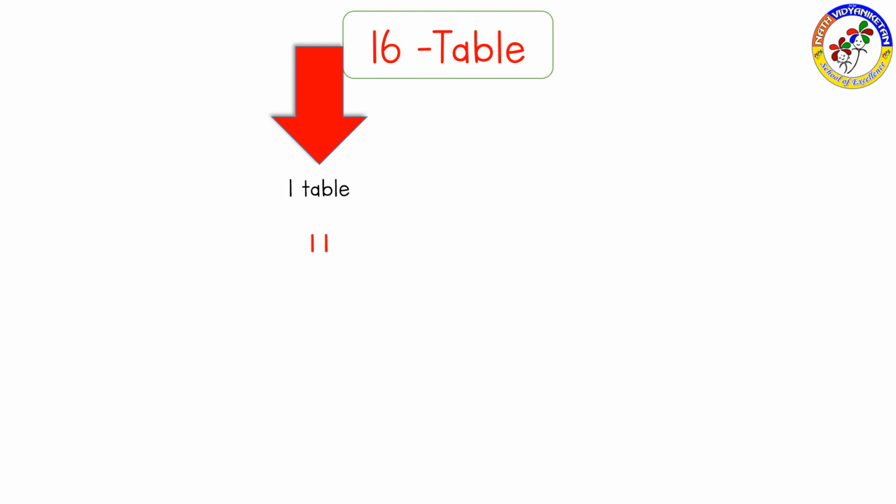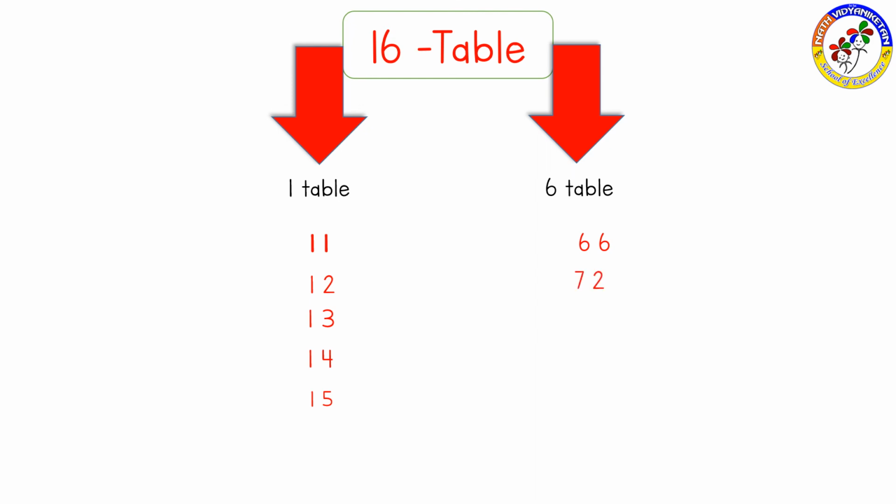1 11s are 11. 1 12s are 12. 1 13s are 13. 1 14s are 14. 1 15s are 15. So right side, 6 table from the 11th step. 6 11s are 66. 6 12s are 72. 6 13s are 78. 6 14s are 84. 6 15s are 90. Now let us use the trick.